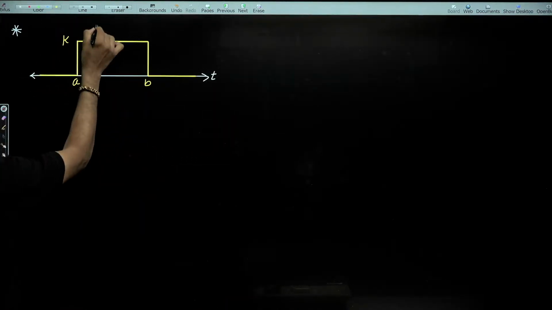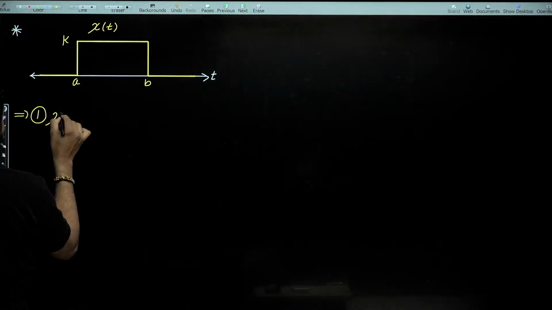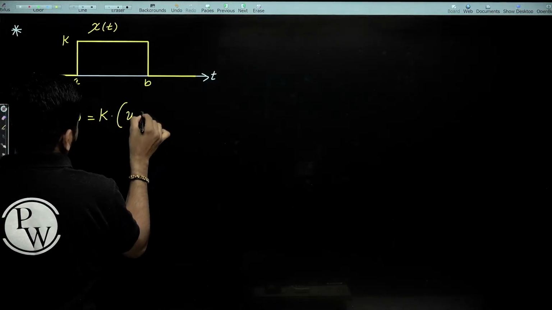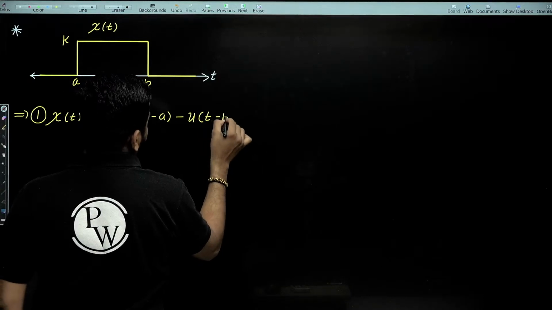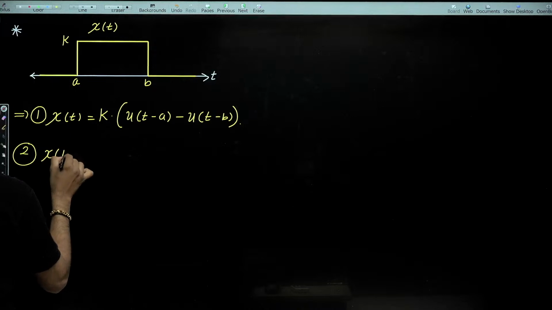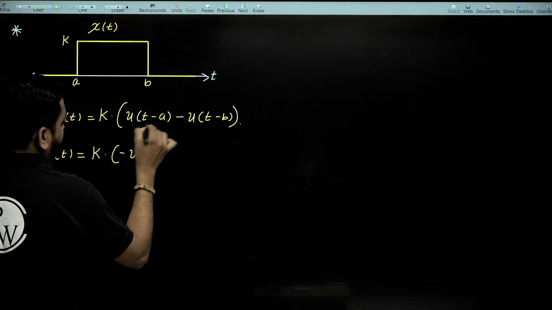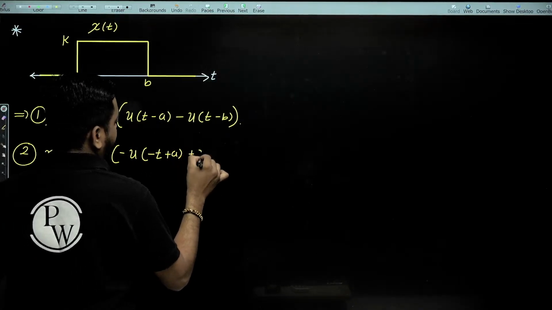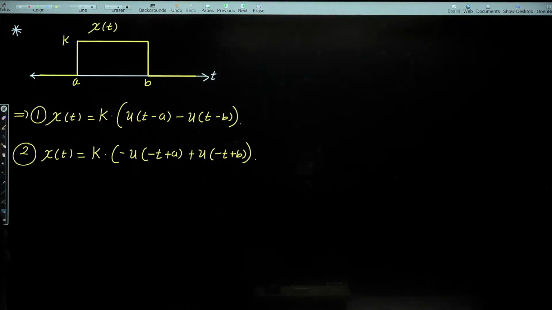So here x of t is, first, amplitude is k, right sided, so k times u of t minus a minus u of t minus b, correct? The right way. And one more, left sided. For left sided, you have to change the amplitude, so plus k becomes minus k, and you have to change the variable also: minus k times u of minus t plus a, minus minus plus, u of minus t plus b, guys. Got it? You getting what I'm saying?